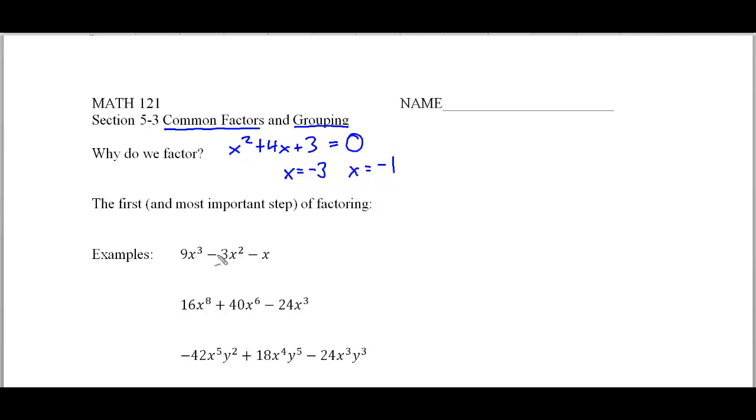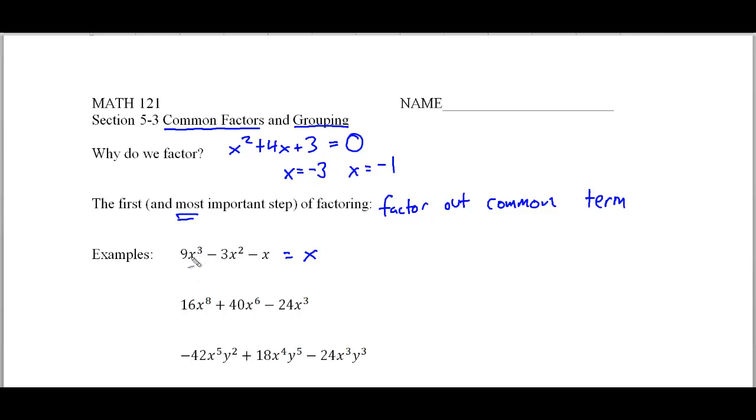So let's go with some of our examples here. The first and most important step of factoring is to factor out a common term if possible. Now, the common term is something that every term has in common. Like, for example, you'll notice that these three terms in this polynomial each have an x. So this is something we can factor out. And we do so by using a reverse distribution property.